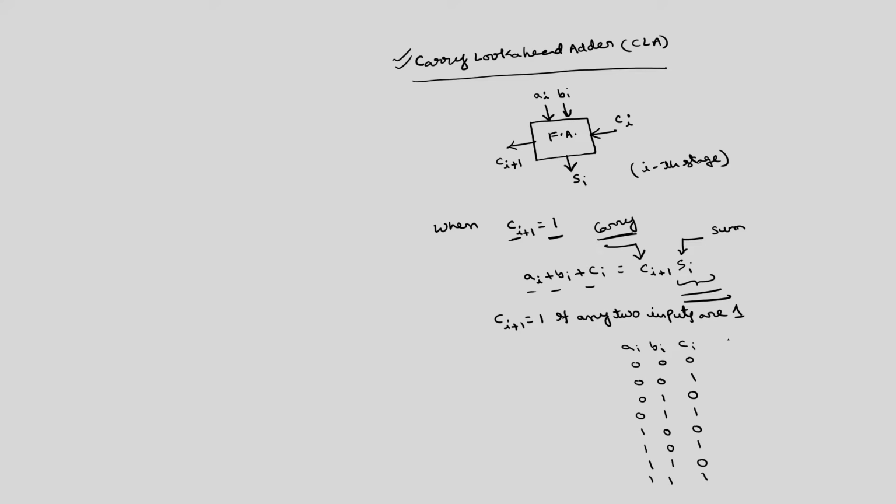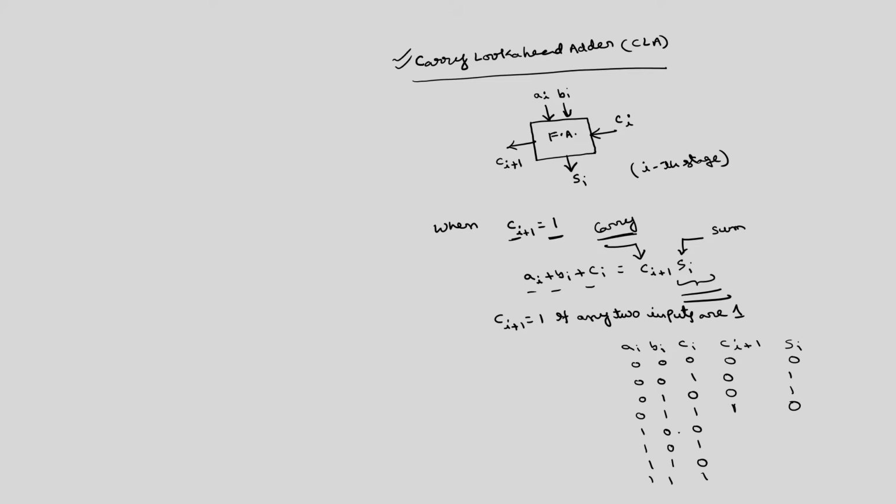Among all these combinations, when will this Ci plus 1 be 1? 0 plus 0 plus 0 is 0, there is no carry. 0 plus 0 plus 1 is 1, sum bit is 1, carry is 0. This is also sum bit 1, carry bit 0. Here you will get carry bit 1, as the sum bit is of course 0. If you want to write the sum also, we are not interested here, but I will write this. This is 0, this is 1, this is 1, this is 0.